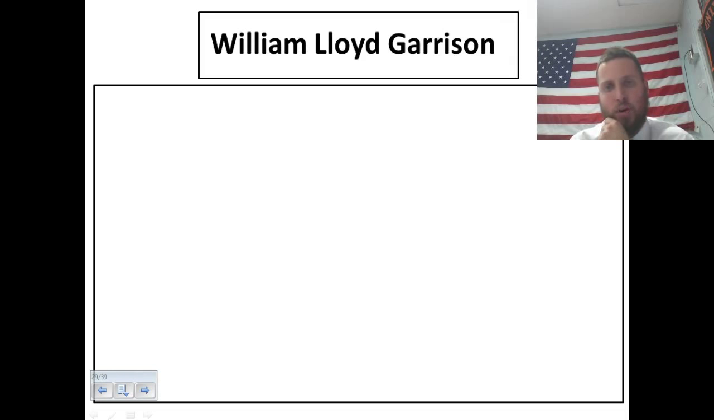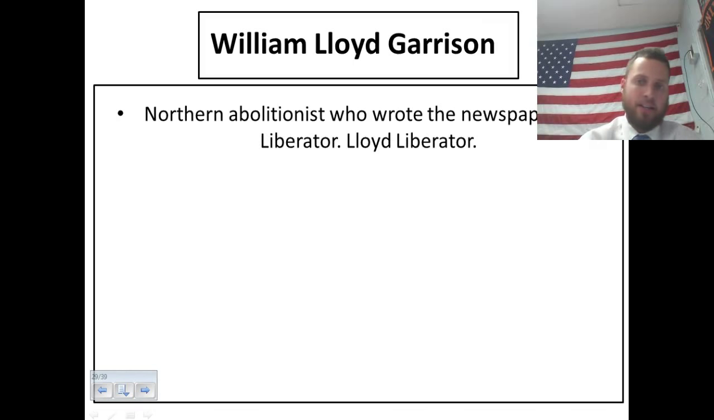Next card, William Lloyd Garrison. We're talking about abolitionism. Here's a big abolitionist. He's a northern abolitionist who wrote the newspaper The Liberator. You got to know that William Lloyd Garrison wrote The Liberator. How do you remember this? Lloyd, Liberator. Do you get it? Lloyd, Liberator.